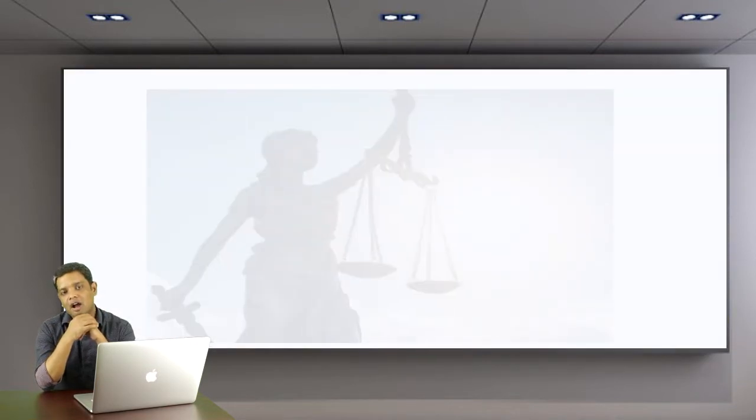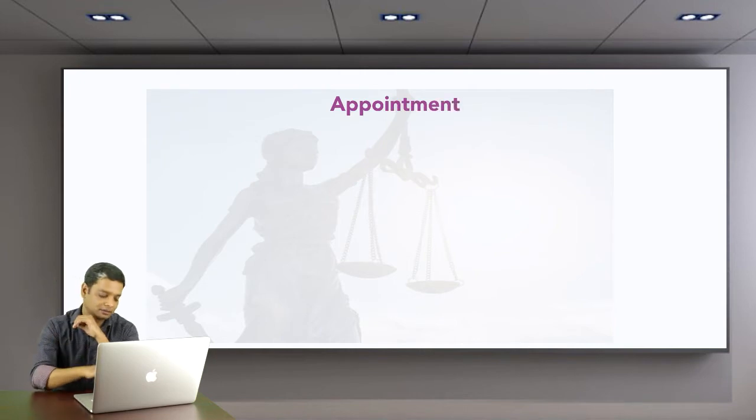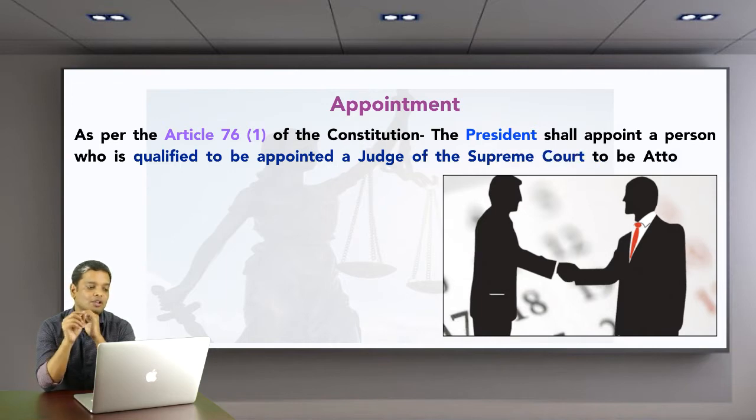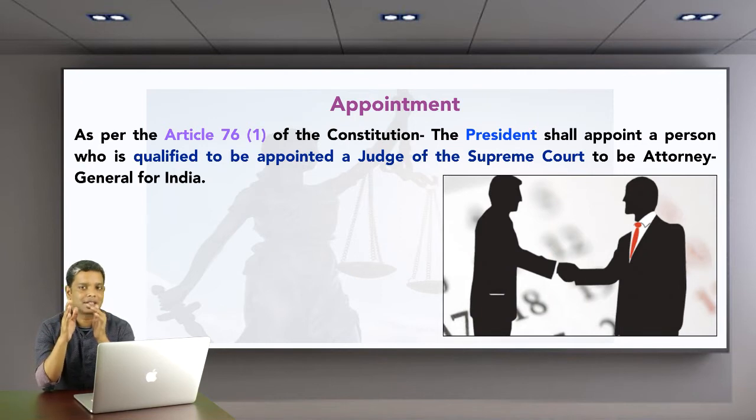Now let's check out how he is appointed. As per Article 76(1), and keep in mind this is a constitutional post, because its provision is given in the Constitution. As per Article 76(1) of the Constitution, the President shall appoint a person who is qualified to be appointed a judge of the Supreme Court to be Attorney General of India.